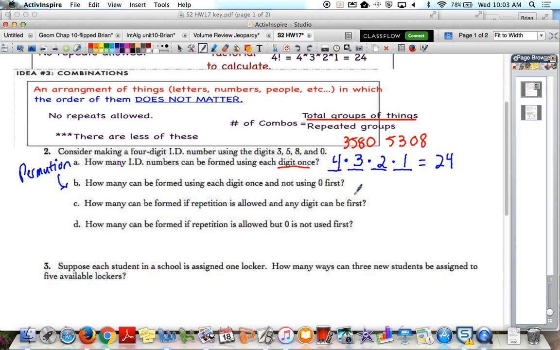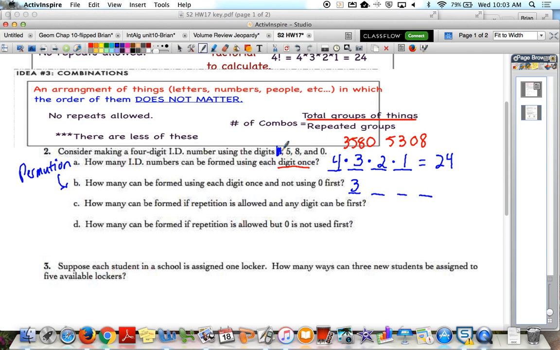We've got 4 slots, just like the first problem, just like part A. But this time we can't use 0 first. So how many options do we have for the first number if we can't use 0 first? Well, we'd have to pick one of these 3 numbers. So there's 3 possibilities for that first slot. Let's say I picked the 3.